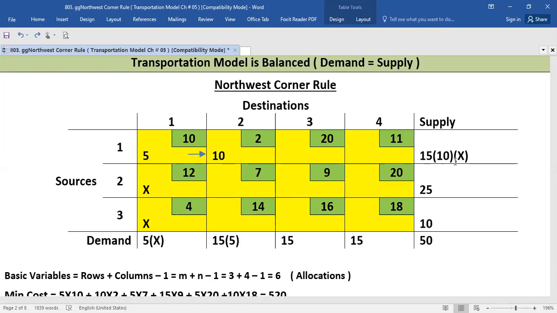So I repeat this, that here you have made 10 allocation, you have 15 demand and 10 supply. Which one was minimum? 10 was minimum. You put 10 into this cell and you see the difference. The difference 15 minus 10 was 5, which was put in front of 15 into the bracket. And here, when you subtract this 10 from this 10, the difference was disclosed in the form of cross sign in front of this 10.